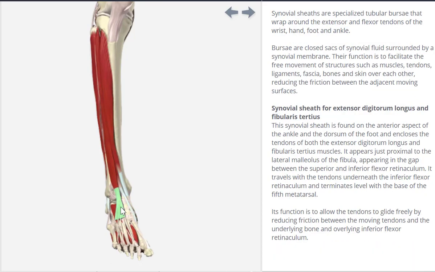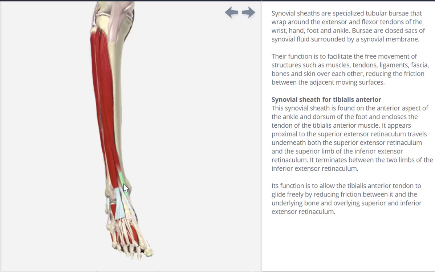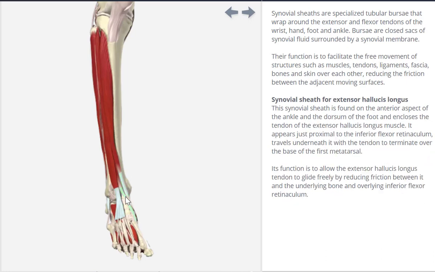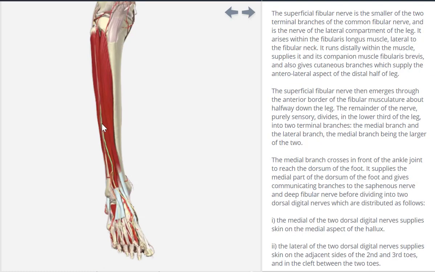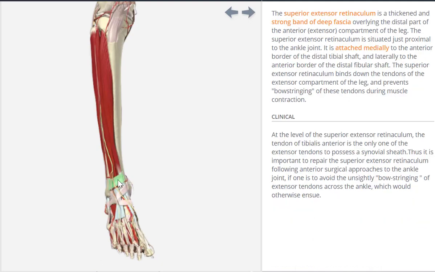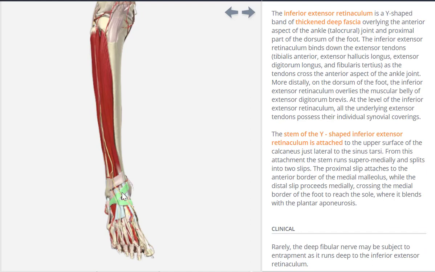The next thing that we'll see is the actual sheath of the tendons of the extensor digitorum longus. That sheath is also present on the tibialis anterior and the extensor hallucis longus as well. We are now able to visualize the superficial fibular nerve. Superficial fibular nerve may also be called the superficial peroneal nerve, as it courses down into the foot. At this point, we can now see the superior extensor retinaculum and the inferior extensor retinaculum.